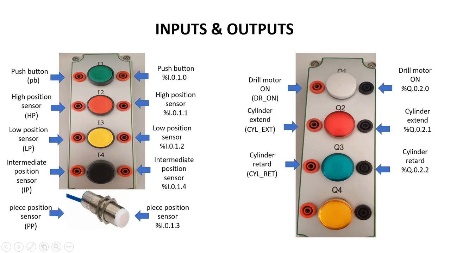Hardware configuration. The hardware configuration is similar to the previous experiments. We have the list of inputs, that is push buttons, high position sensor, low position sensor, intermediate position sensor and piece position sensor. And the outputs we have are drill motor on, cylinder extend and cylinder return. So the beauty of the PLC is all the inputs and outputs will remain the same. There is no change in the hardware. Whatever the application, we just change the logic diagram or program. Here we are just going to change the SFCs. The hardware is fixed. So let us see the programming procedure of Unity Pro.